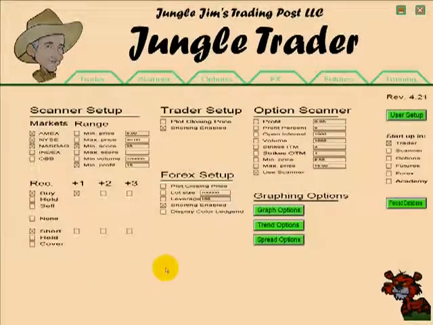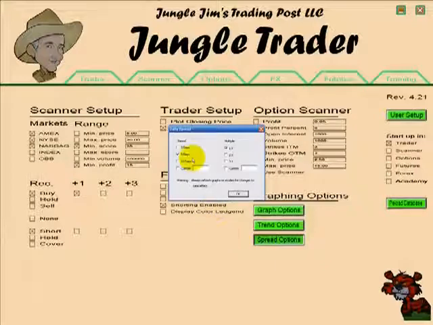In the setup section, you could change how long of a period the daily spread is computed over. I have it set for a 5-day period. And you can change the multiple. 1 time, 2 times, or you can go to something custom like 1.5 times.